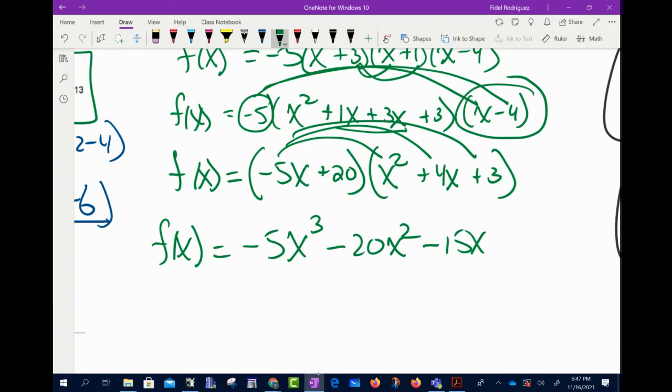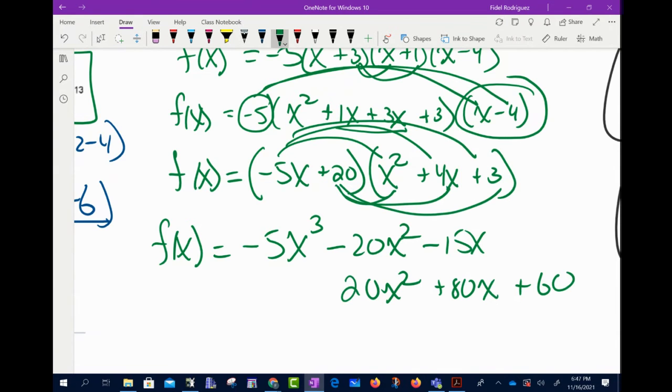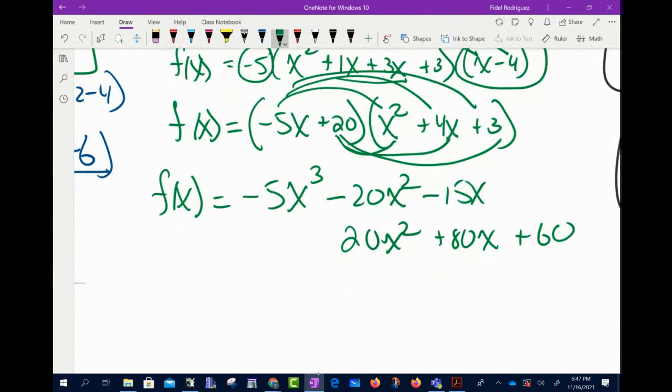Okay. And then I'm going to do this one. So 20 times x squared is a 20x squared. 20 times 4x is a plus 80x. And 20 times 3 is a 60. Okay. So look what we got now. We got a negative 5x to the third.